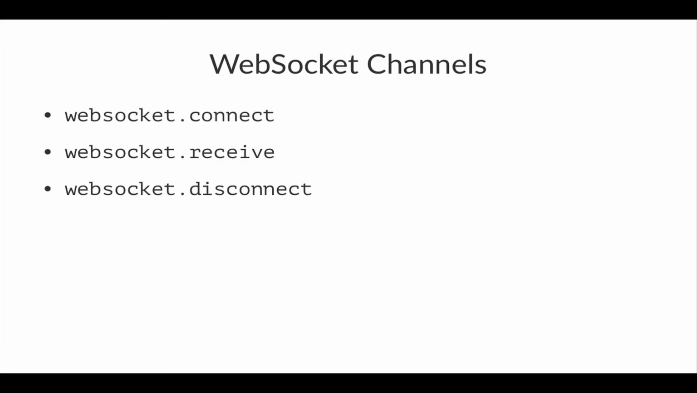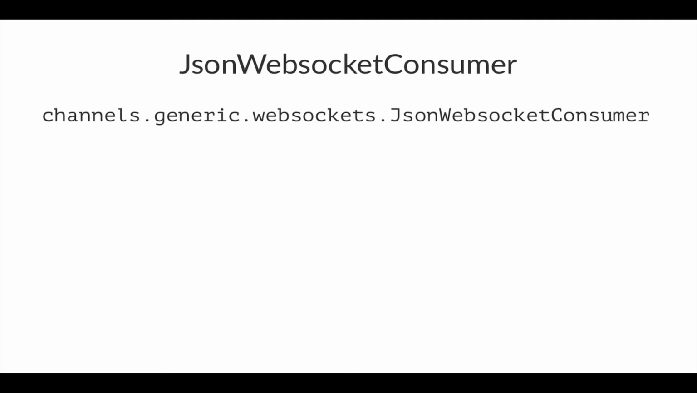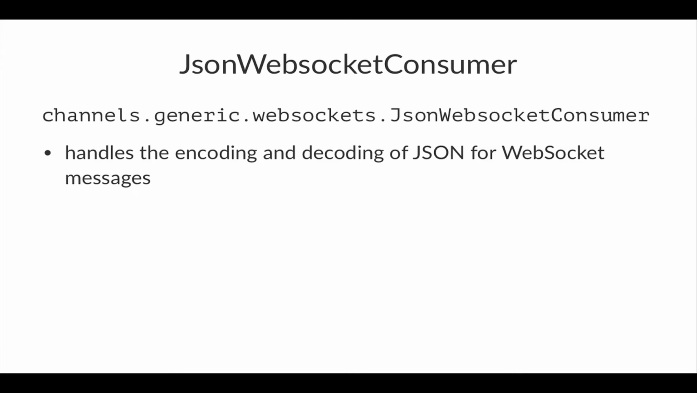Okay, so now that we have a concept of a consumer class, we're going to look at examples, and hopefully this will be more concrete for you. The first consumer class we're going to look at is called the JSON WebSocket consumer. You might be able to guess that what it does is handle the encoding and decoding of JSON for WebSocket messages. So if all you want to do is have a simple WebSocket that talks back and forth with some JavaScript and sending JSON, you probably only need this class.